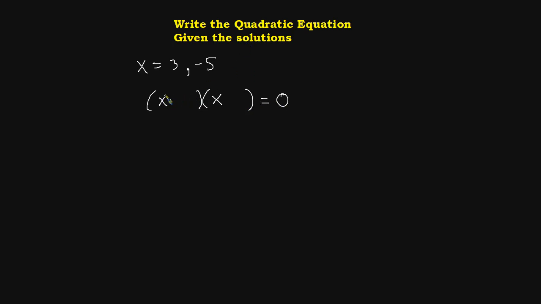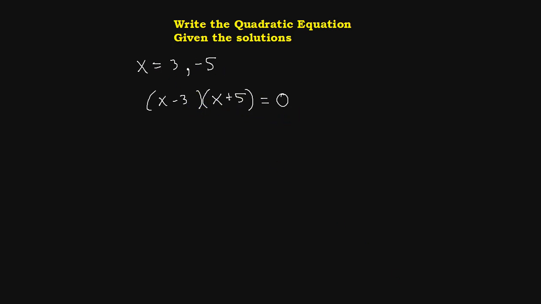So what could I do with x and 3 to make a 0? Well, it's minus. If x was 3, then this would be 0, and therefore this statement would be true. On the other hand, if I put x plus 5 here, if x was -5, then this would be 0 and this statement would be true. So certainly, if I had these two as factors, this would be a quadratic equation that has these two as solutions.